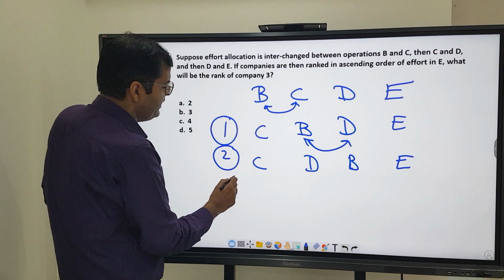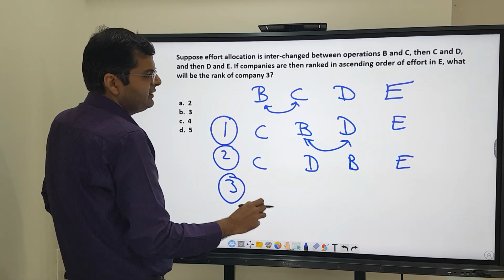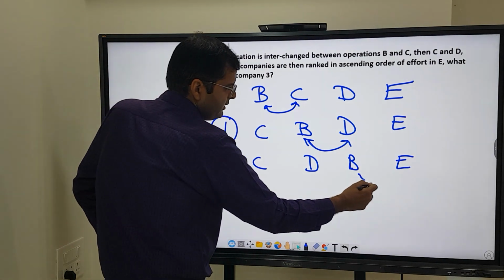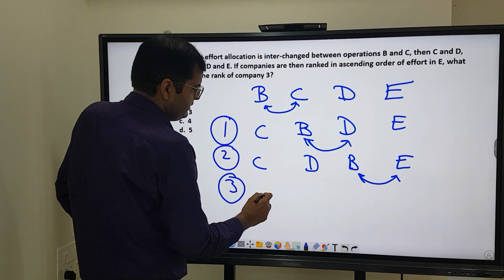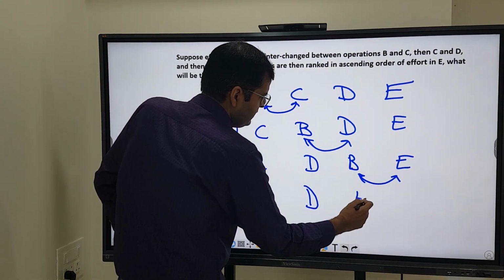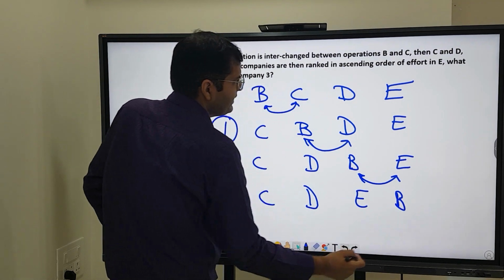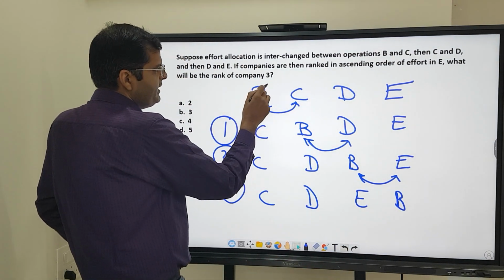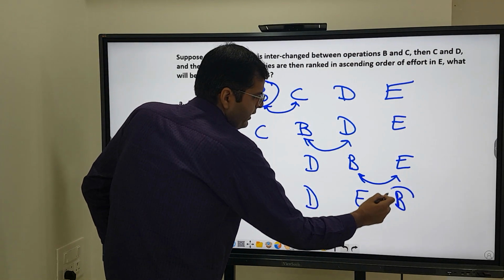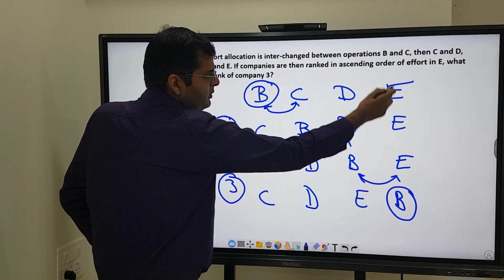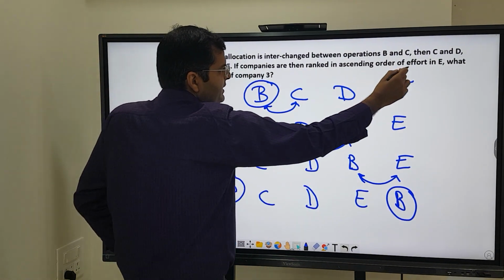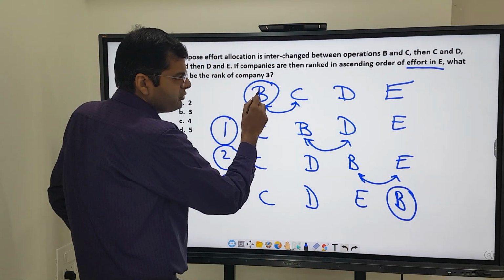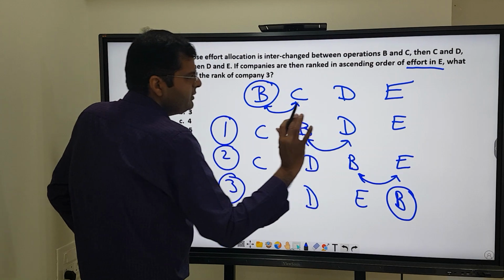And then finally the interchange happens between D and E. So this D now is the original B, and the interchange is happening like this. So it becomes C, D, E, B. Now if you look at it, over E, B has moved from here to here. So B is now the new E. And we have to rank them in ascending order of effort in E. So the original B has become the new E.